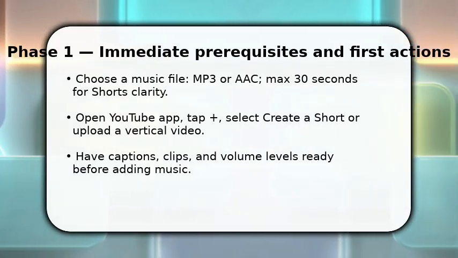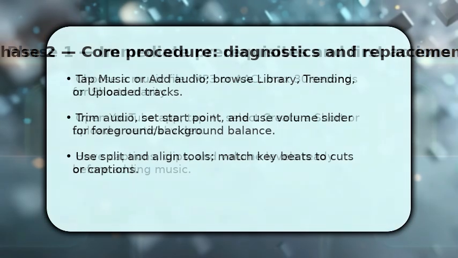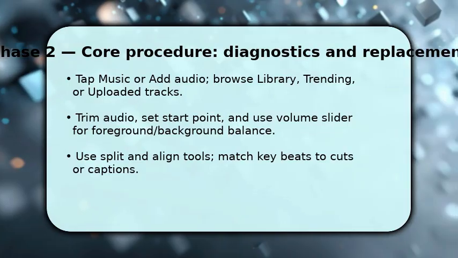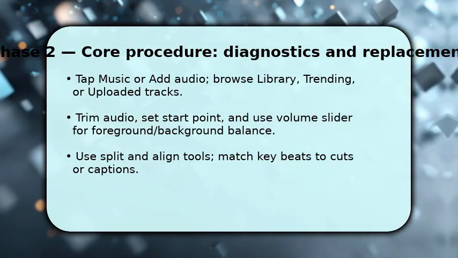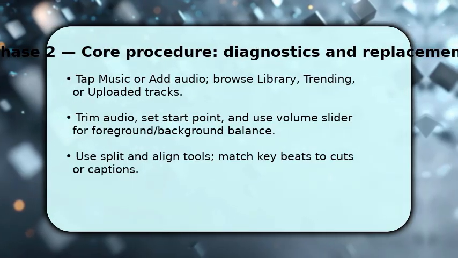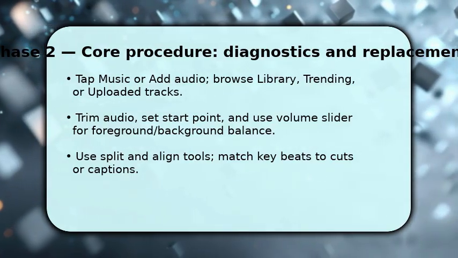Now add the music. Tap Add Audio or the music icon and pick from YouTube's library or your uploaded track. Trim the song to the exact start point you want and use the volume slider to balance voice or ambient sound so speech stays clear.